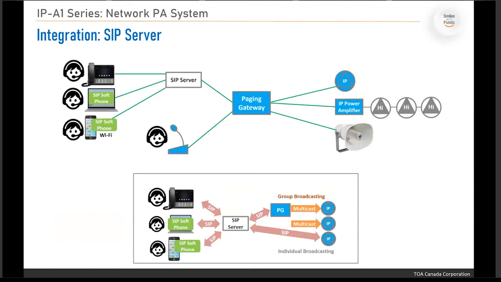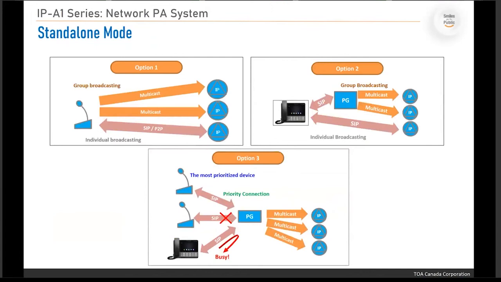Again, a SIP phone can do multicast streaming directly if it's connected directly to the paging gateway, but a SIP server is required for a different set of functionality. In addition to VMS and SIP server integration, the system can work in standalone mode. There are mainly three options where the system can work in standalone mode, and the simplest one is having one paging microphone and one paging microphone only.